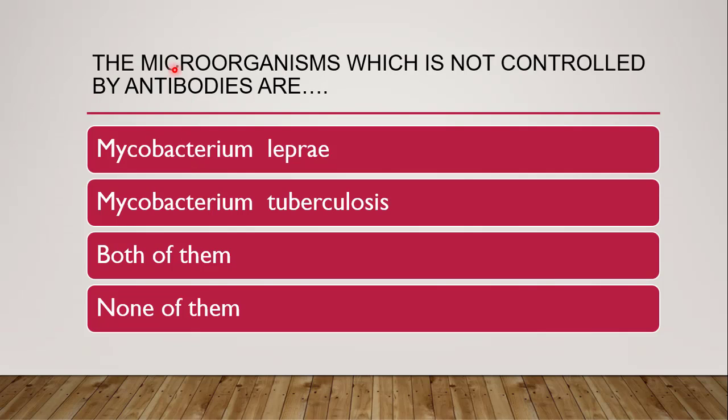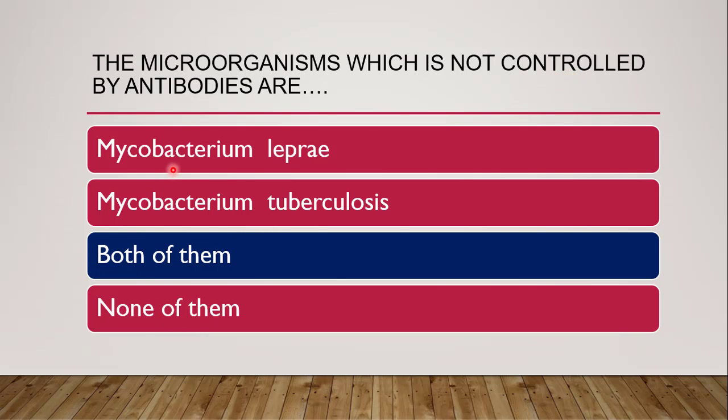Next question is, the microorganisms which are not controlled by the antibodies are, whether it is Mycobacterium leprae, Mycobacterium tuberculosis, both of them or none of them. The correct answer is it is both of them.